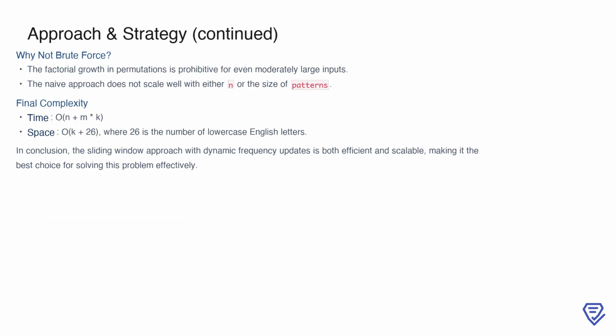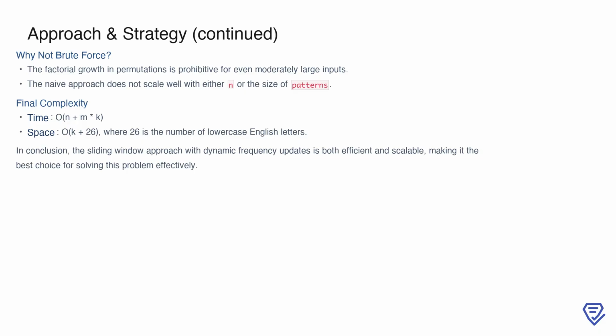The brute force method, while conceptually simple, is not a viable option due to its factorial time complexity. The rapid growth in permutations makes it infeasible even for moderately sized inputs. Additionally, the naive approach does not scale well with either the length of text or the size of the patterns list. In contrast, the sliding window approach with dynamic frequency updates is both time and space efficient.